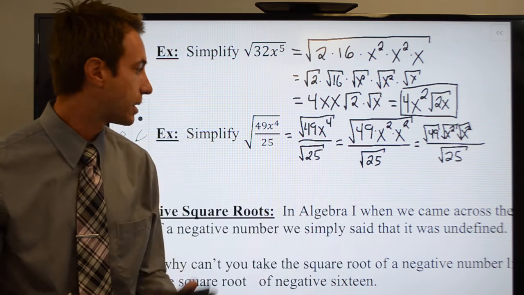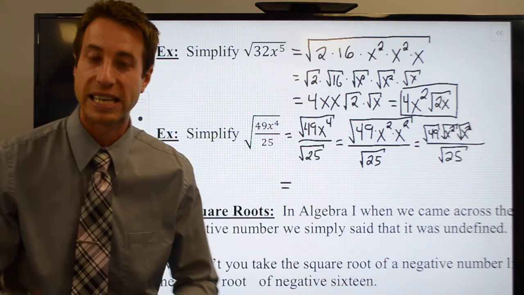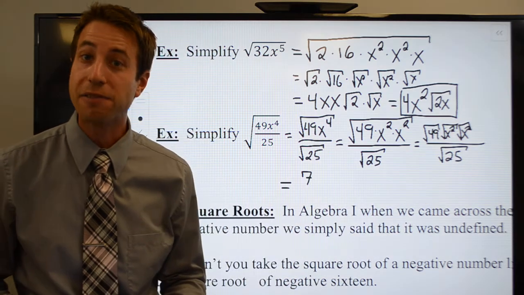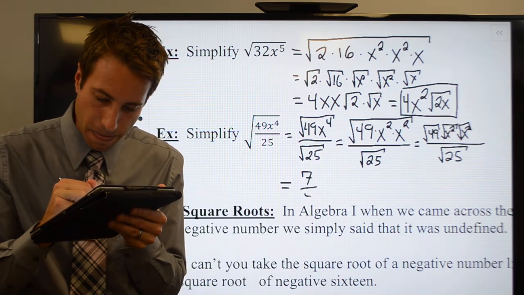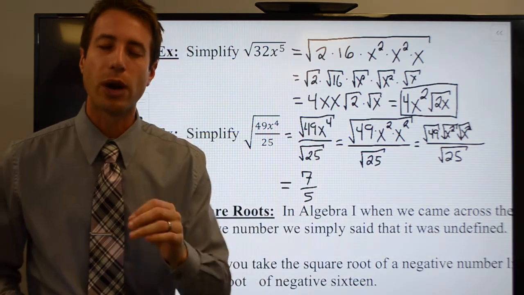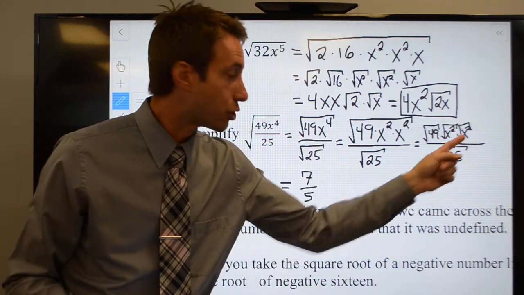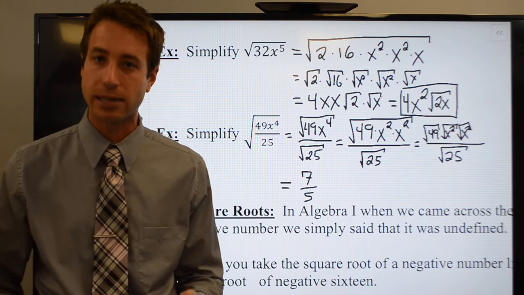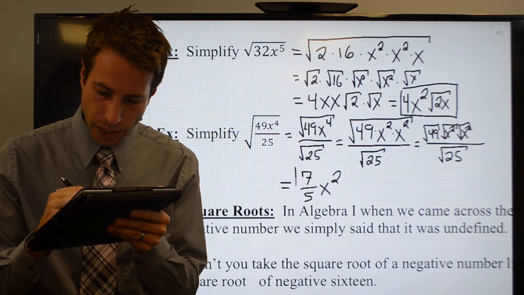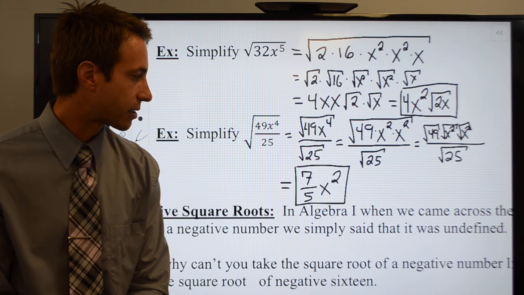And then we just go ahead and simplify this, which is going to come out to be, like we said, square root of 49 is 7. The square root of 25 is 5. The square root of an x squared, the square and the square root cancel, leave me with an x. Same is true for this one. So I wind up with an x times an x, which would be an x squared. And so there we go. Simplifying it leaves you with 7/5 x squared.